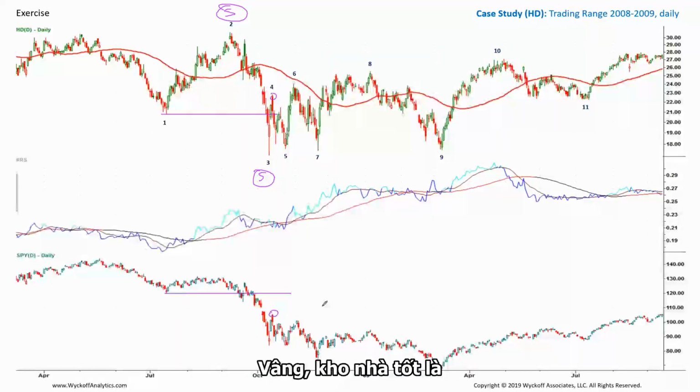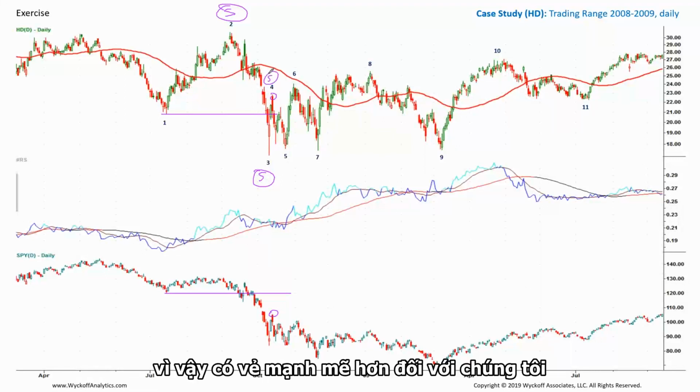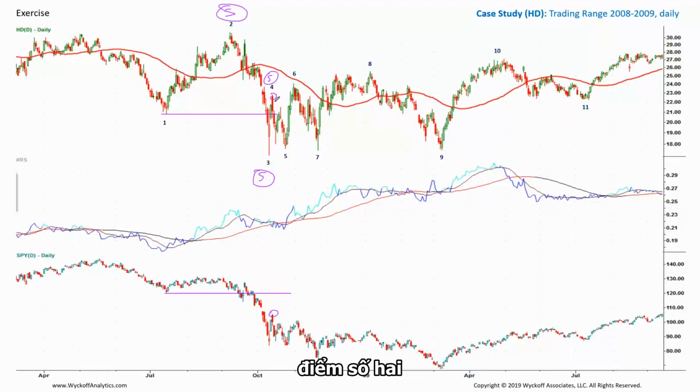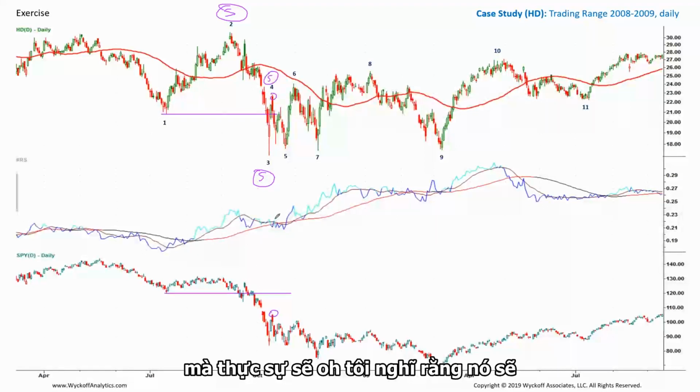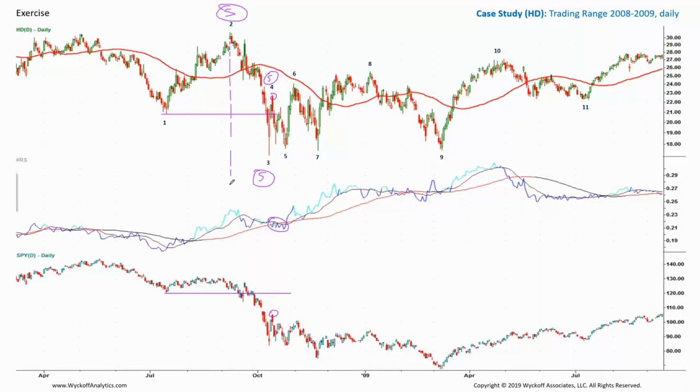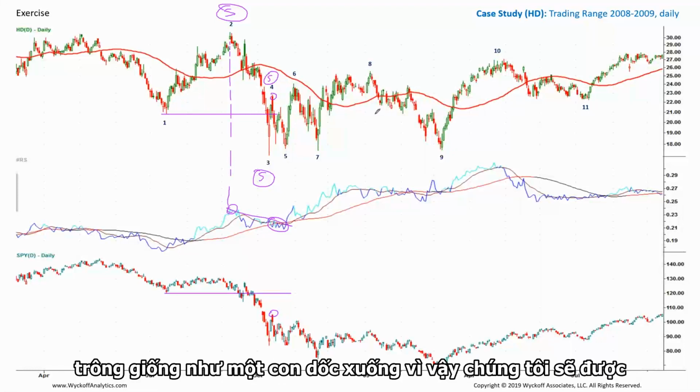Home Depot is better. It's higher, so it looks stronger to us. We could compare it to point number 2, which I think will actually be lower, right? Yeah, it looks like a downslope.